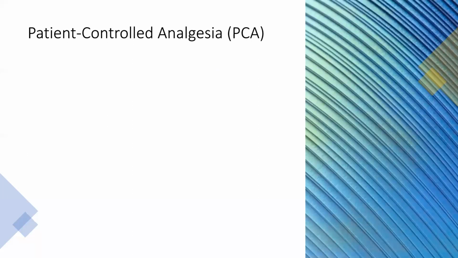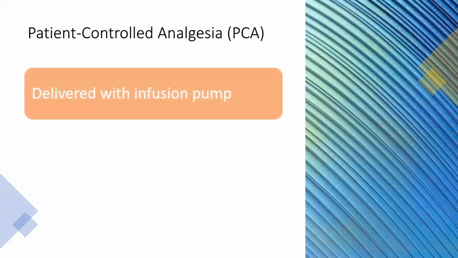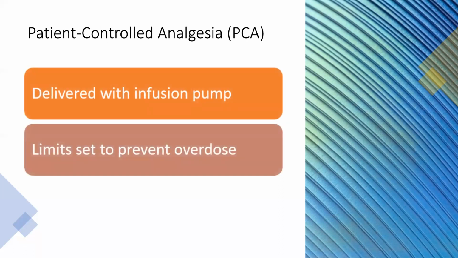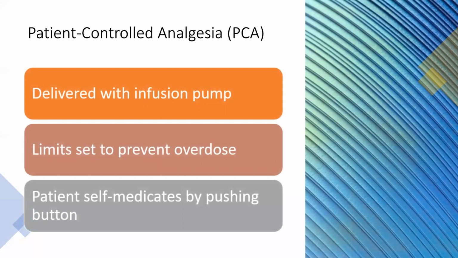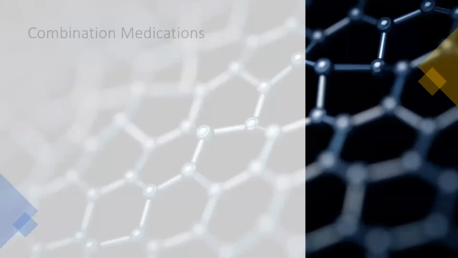Now we have some drugs called patient-controlled analgesia, which is delivered with an infusion pump. The limits are set to prevent overdose, and the patient self-medicates by pushing the button. That's why the patient can stop by themselves. If the pain is more, they can push the button. If the pain is less, they can release the button. That's called patient-controlled analgesia.